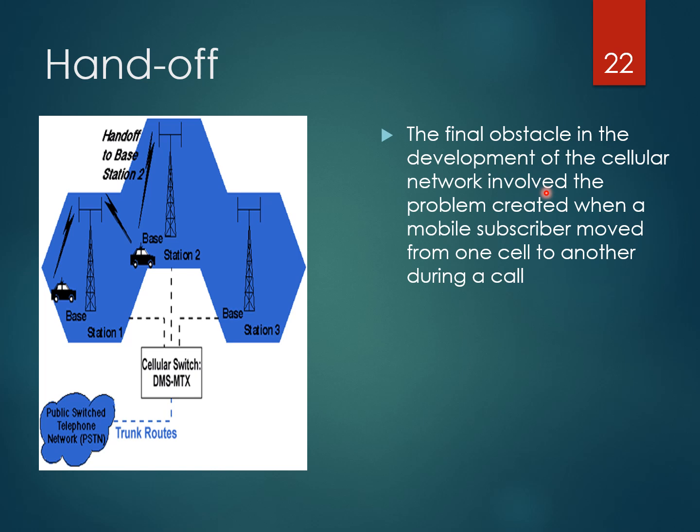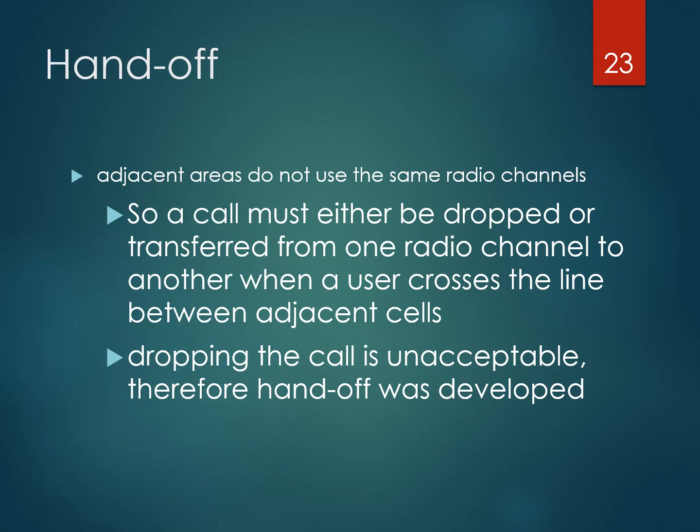The final obstacle in the development of the cellular network was the problem created when a mobile subscriber moved from one cellular region to another during a call. So a call must be either dropped or transferred from one radio channel to another when a user crosses the line between adjacent cells. Dropping the call is unacceptable. Therefore, handoff was developed.